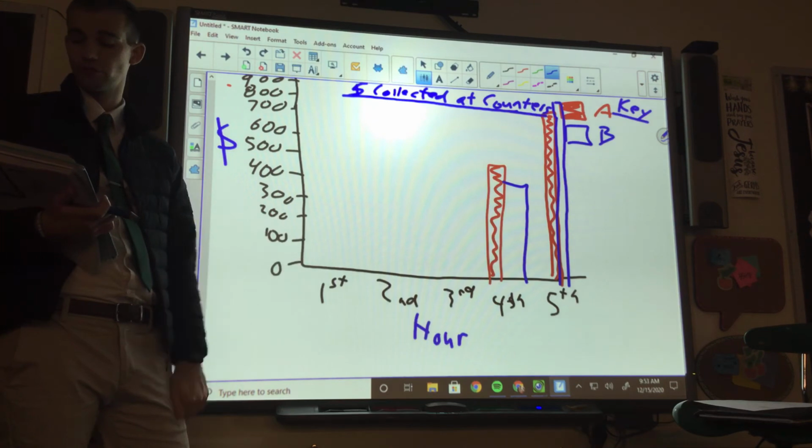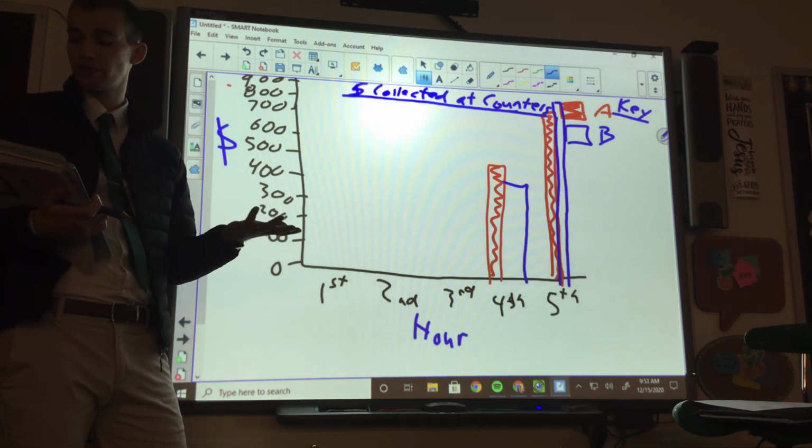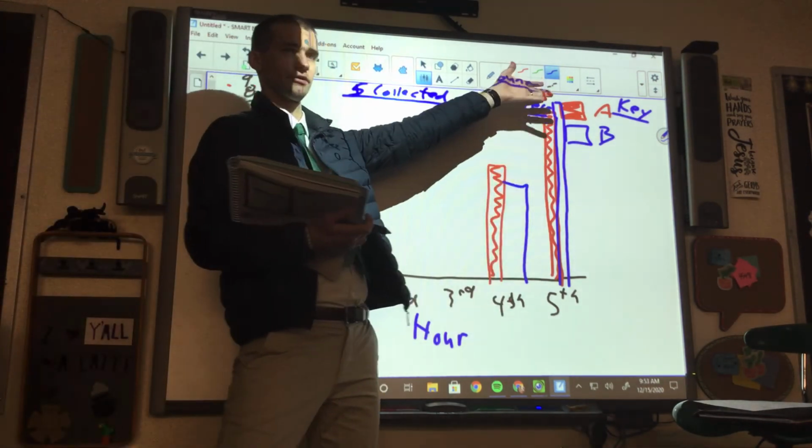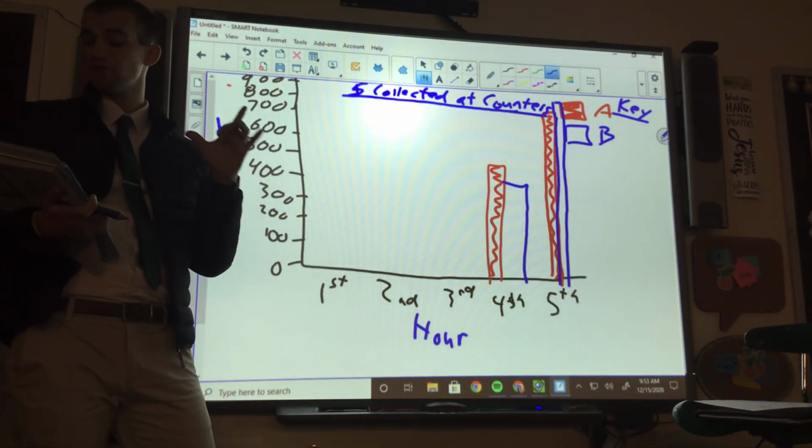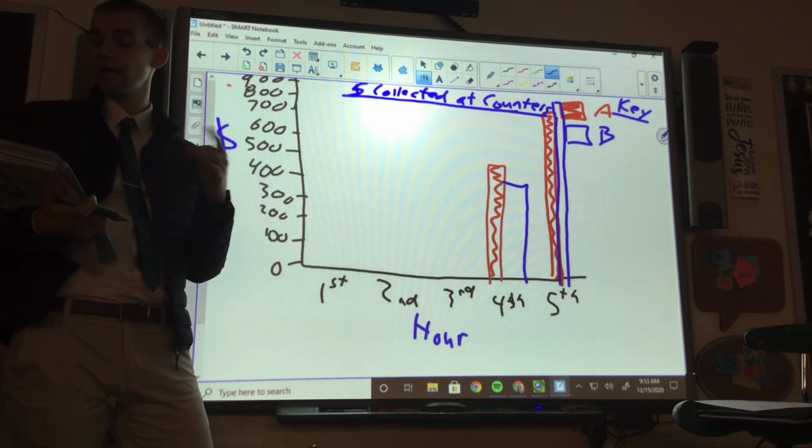I'll do 11. You guys do 12. So in the blank hour, most money was collected at both counters. Well, it's obviously the 5th hour because that one's got the most money in it. Again, same thing. For number 12, the average amount of money collected per hour at counter B.